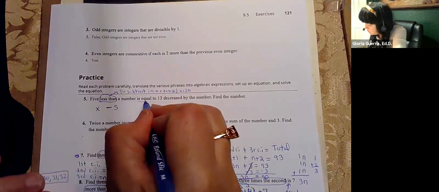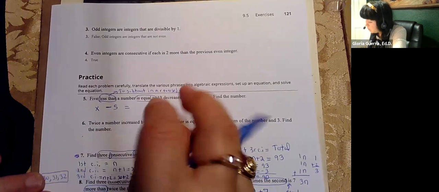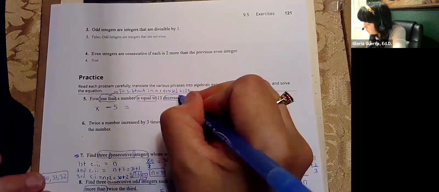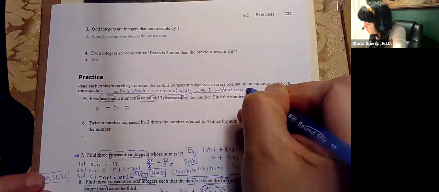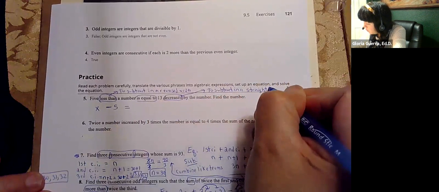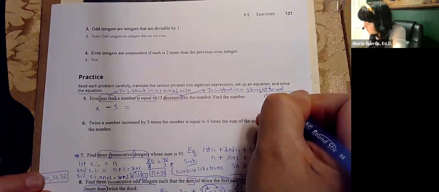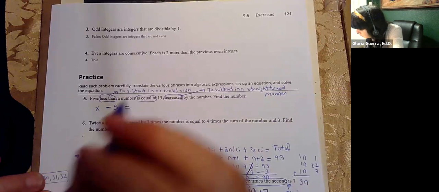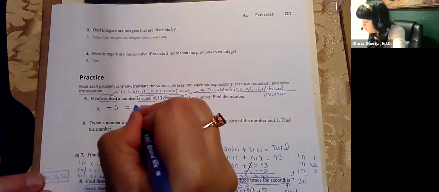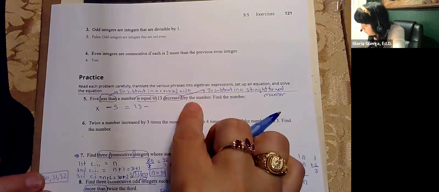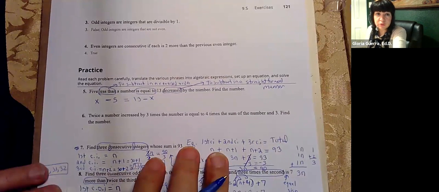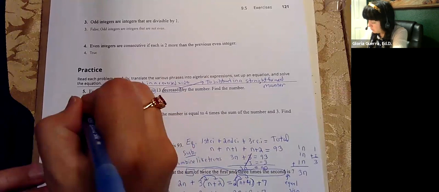is equal to 13 decreased by. So decrease means to subtract in a straightforward manner. It's not one of those special ones where you have to write in a reverse order. So this one's 13 minus, 13 decreased by the number. Okay. And now you want to solve that. This is your equation. That's what you want to solve.